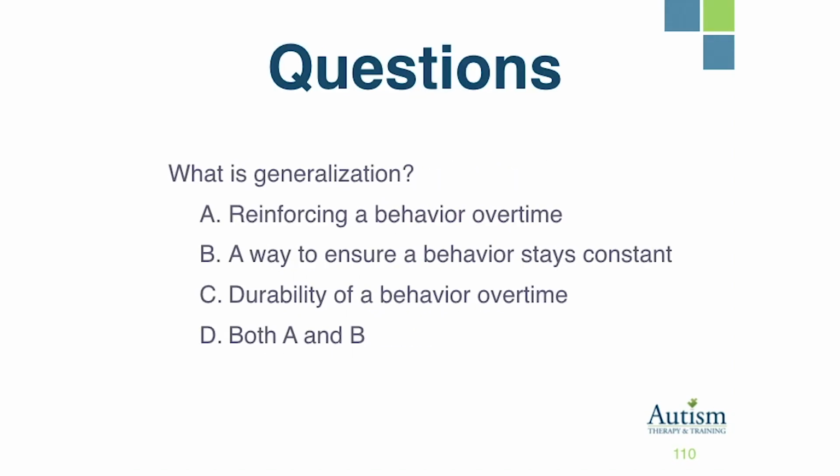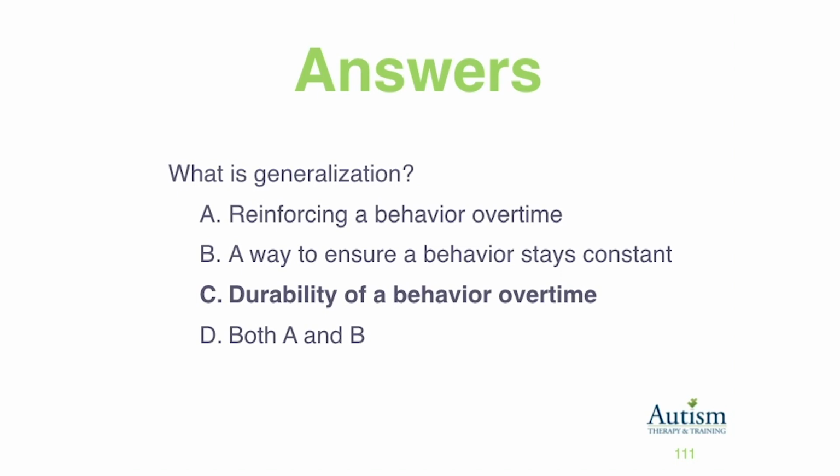What is generalization? A. Reinforcing a behavior over time. B. A way to ensure behavior stays constant. C. Durability of a behavior over time. Or D. Both A and B. And the correct response is C, durability of a behavior over time.